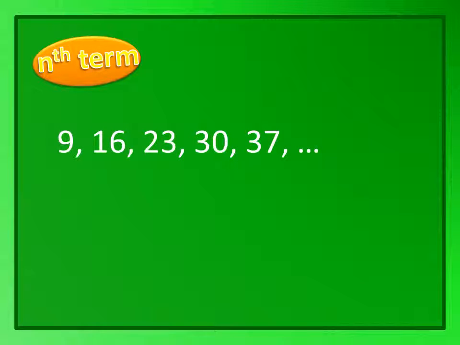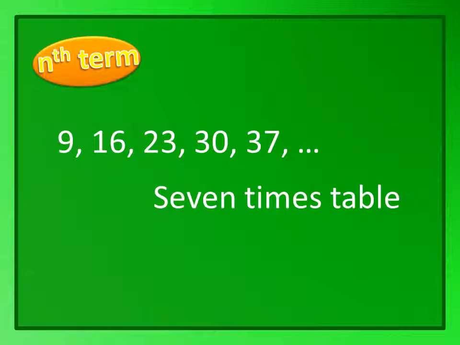So here's my sequence. Let's start again by looking at the difference. Well, it goes up in 7s, so that must mean it's related to the 7 times table. But this sequence starts at 9. I know that my 7 times table normally starts at 7. So this must have been shifted by 2.